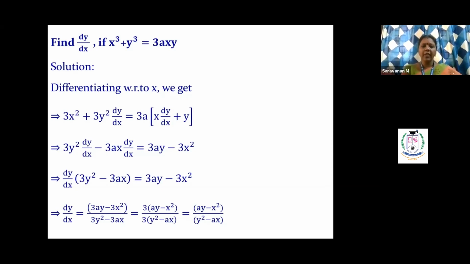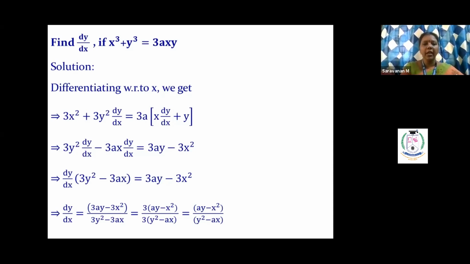Then we are going to simplify and get dy by dx alone on the left side. We have to bring all the dy by dx terms together on the left side, and the other terms on the right side. So we get 3y squared into dy by dx. I have written the left side term as it is, and I am bringing the right side term 3ax dy by dx to the left side, so that becomes minus 3ax dy by dx. And the other term from the left side, 3x squared, goes to the right side, giving 3ay minus 3x squared.